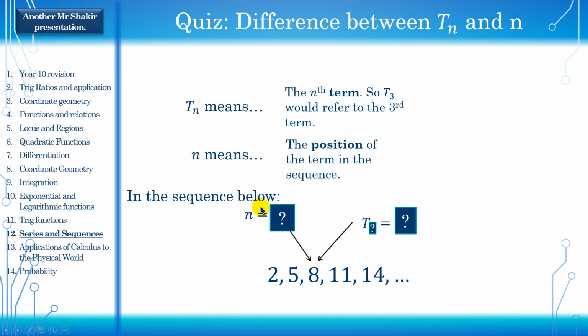So, in the sequence below, 2, 5, 8, 11, 14, right? What is n? Well, n refers to the position of the term. What's the position of 8? 3, so n is equal to 3. T of what? Well, that's the third term, t of n. T of 3. What is the third term? The third term is 8, so t of 3 is equal to 8.